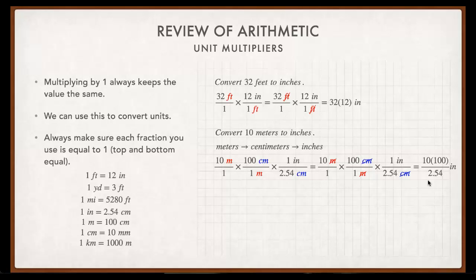Here are the unit conversions you need to be familiar with. 1 foot is 12 inches, 1 yard is 3 feet, 1 mile is 5,280 feet, 1 inch is 2.54 centimeters, 1 meter is 100 centimeters, a centimeter is 10 millimeters, and 1 kilometer is 1,000 meters. If you don't know any of those unit conversions, make sure you learn them now because they will come up on the homeworks and the tests.